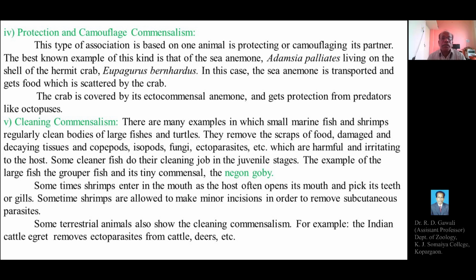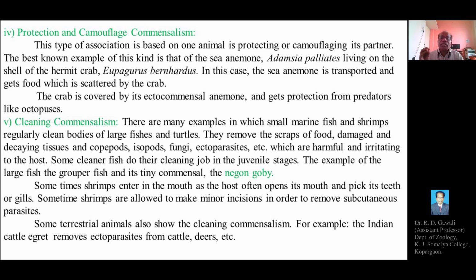Some terrestrial animals also show cleaning commensalism. For example, the Indian cattle egret, a species of heron or a bird, removes ectoparasites from the cattle and deers, such as ticks or mites.